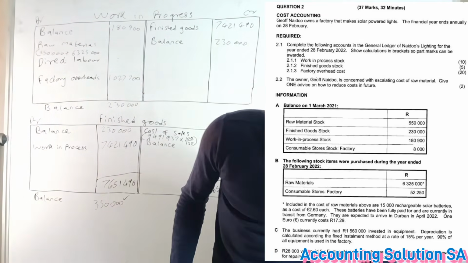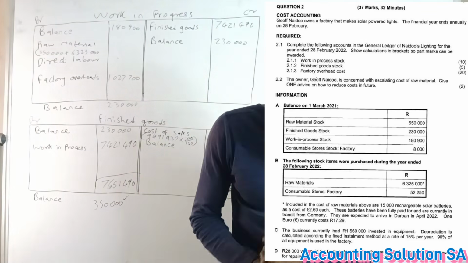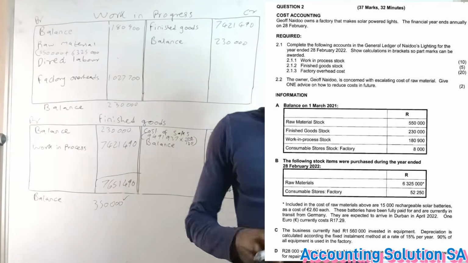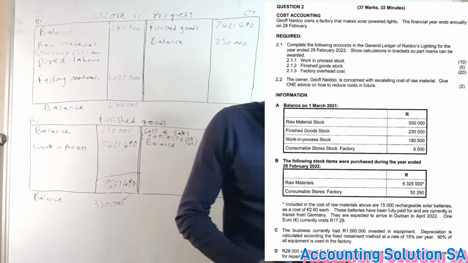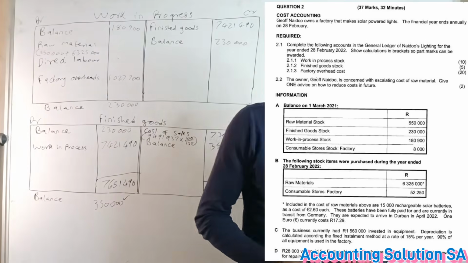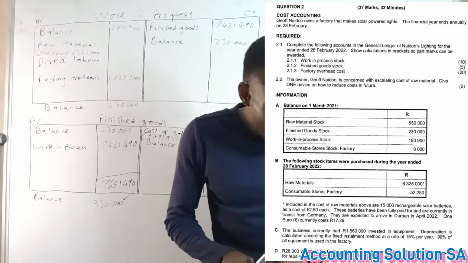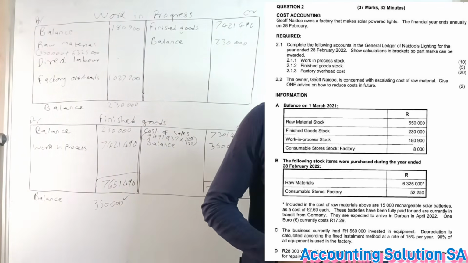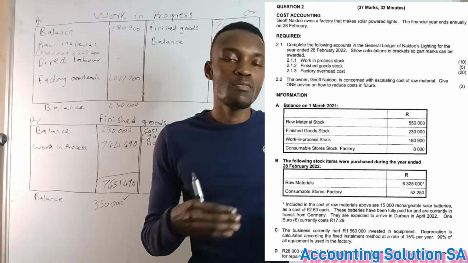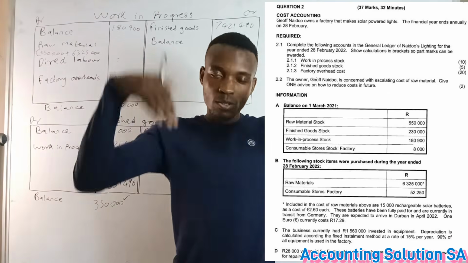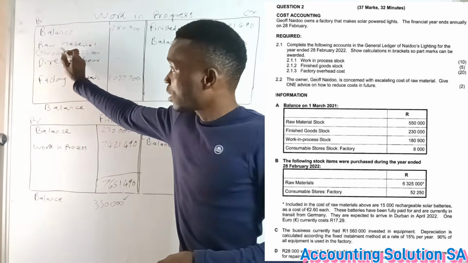After that we also have to read the information. Under information they said that included in the cost of raw material above are 15,000 rechargeable solar batteries at a cost of 260 euros each. And these batteries have been fully paid and they are currently in transit from Germany. They are expected to arrive in Durban in April. Remember, our year is ending in February, and they say they will arrive after the reporting period, which means that they were not supposed to be recorded, which means that we have to go and subtract them.